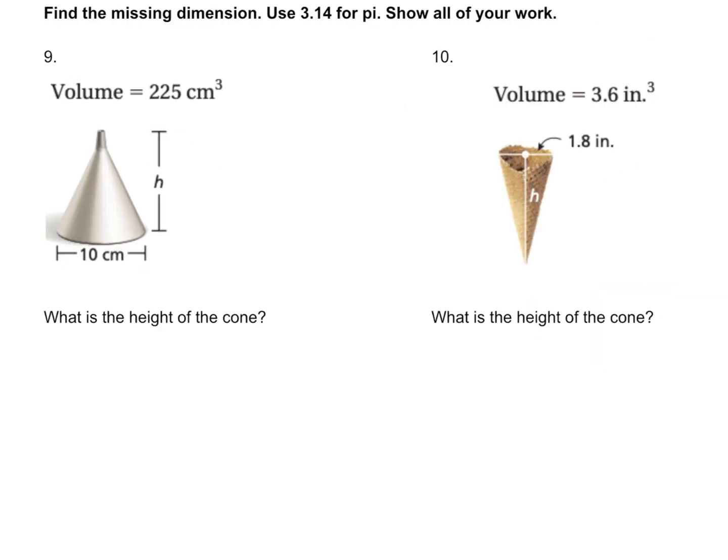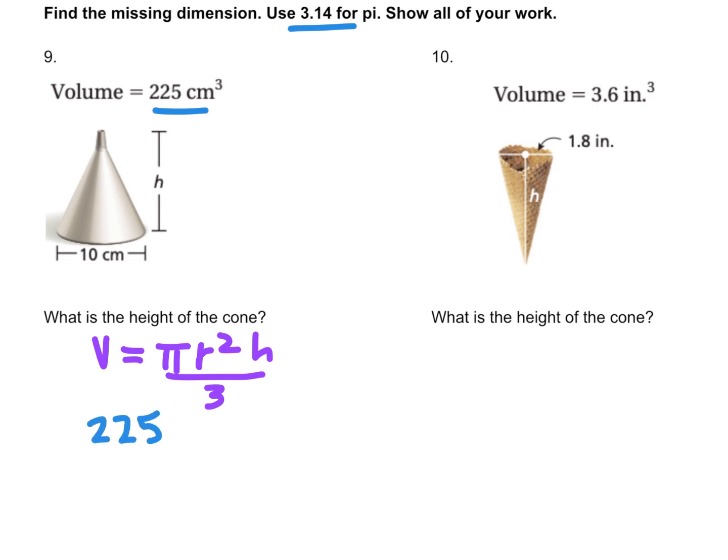Okay, now we're going to find a missing dimension, and we are going to use 3.14 for pi. Make sure we show all of our work. So the first thing I do is I recognize that it's a cone, and I write down the formula. So I'm going to do pi r squared h divided by 3. And now substitute in my values. Oh, this time they give me the volume. So where the V is, I do 225. And then I'm going to do 3.14 for pi.